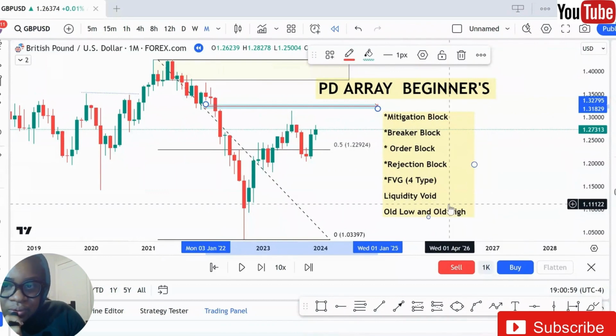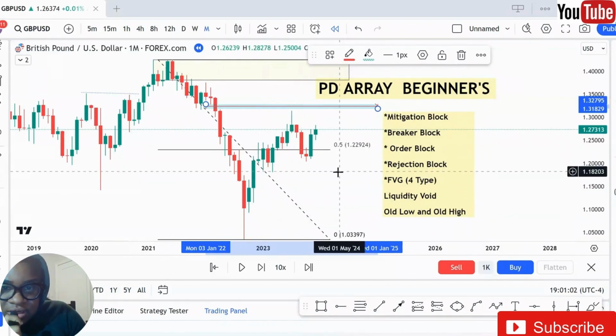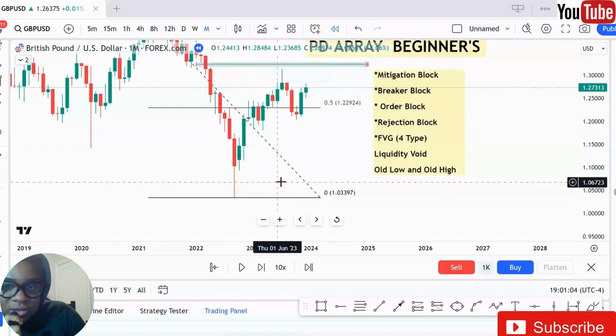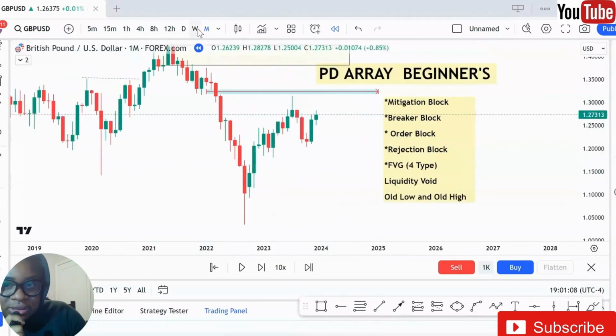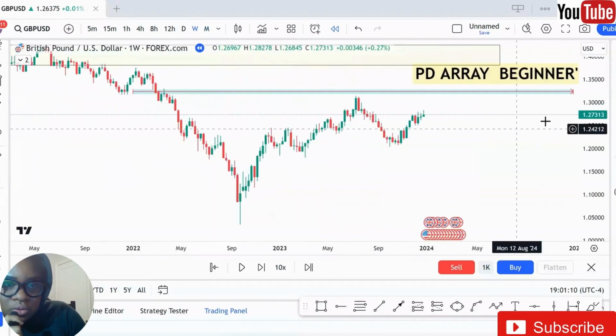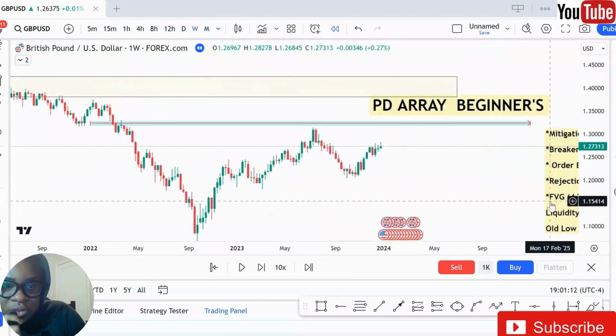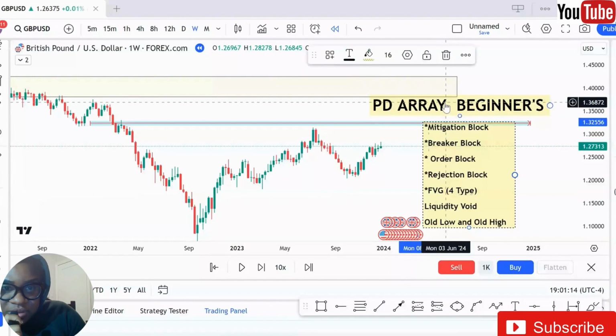Is there an old low or old high? We have one below here and one below here. That's how we mark the chart. For me, this is how I mark my own top down analysis. Then I go to 1 week. On 1 week, I will still follow this whole step of the PD array.